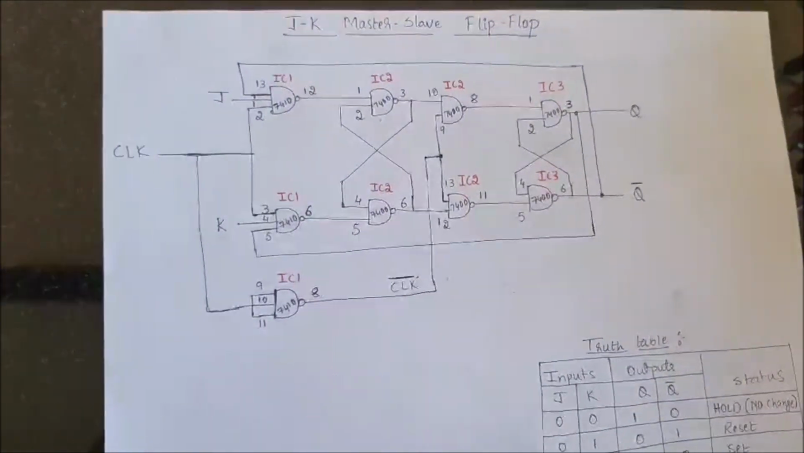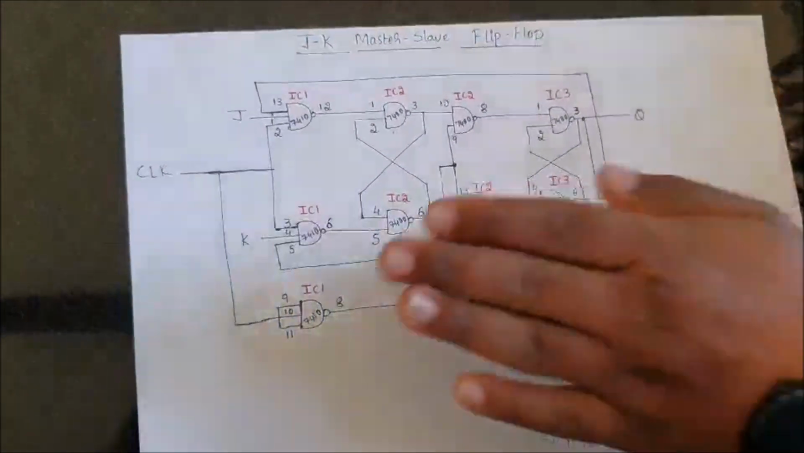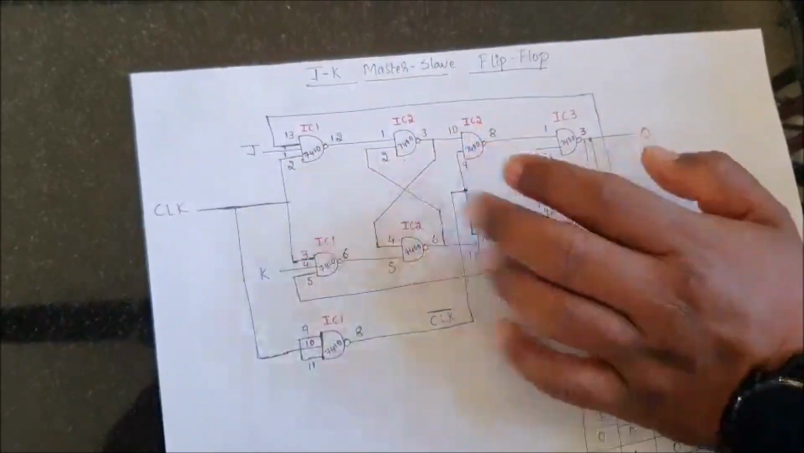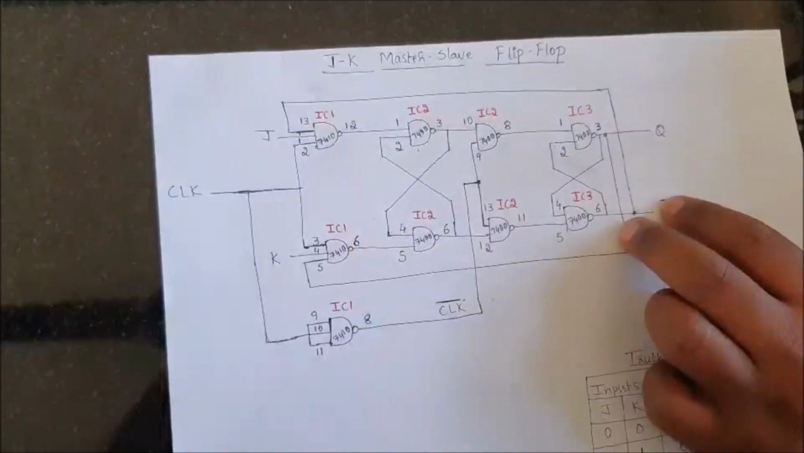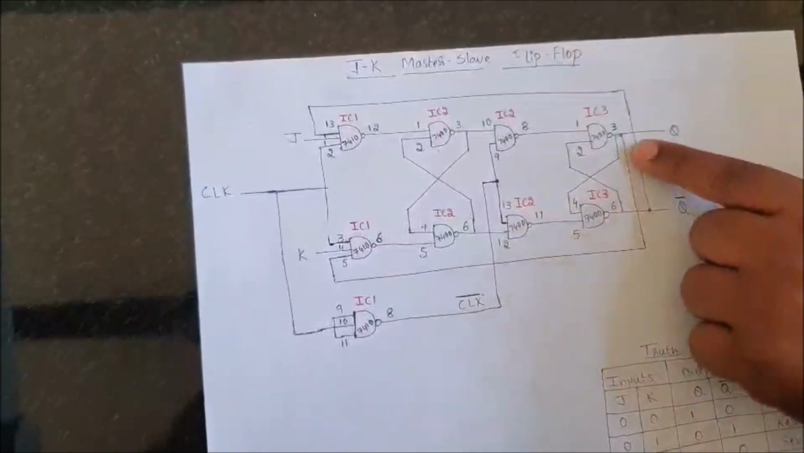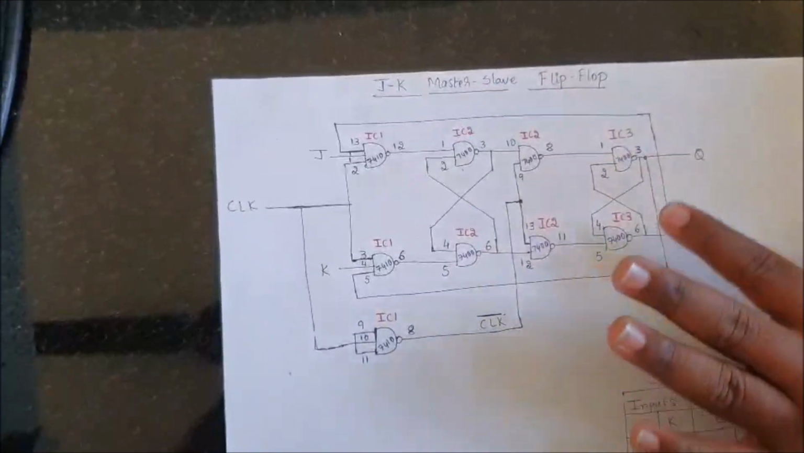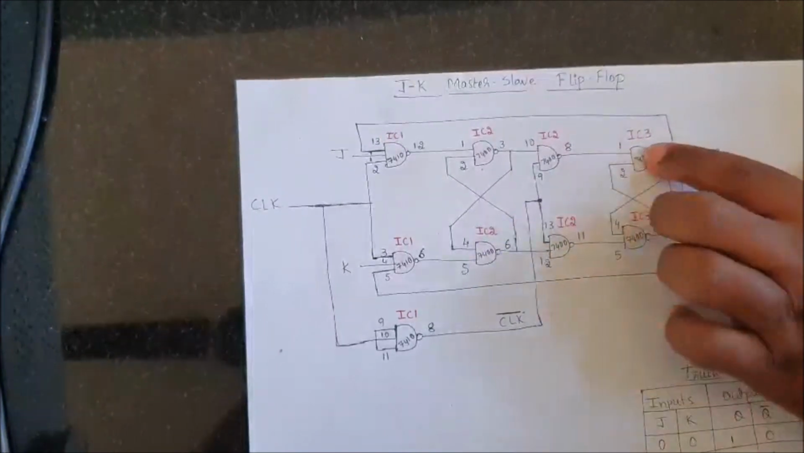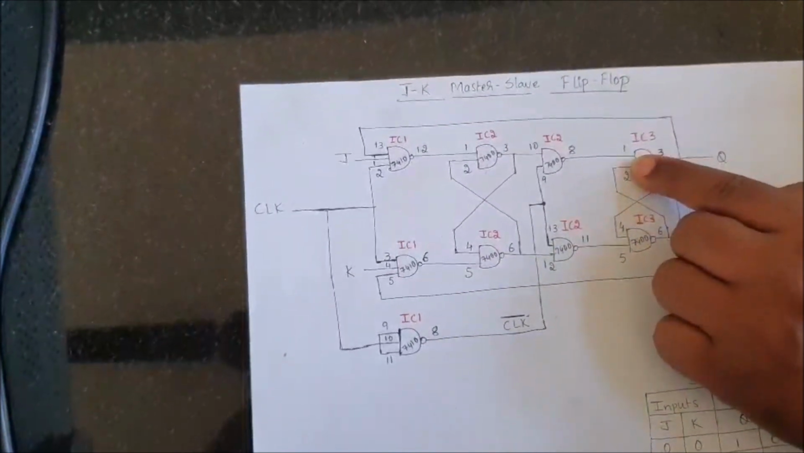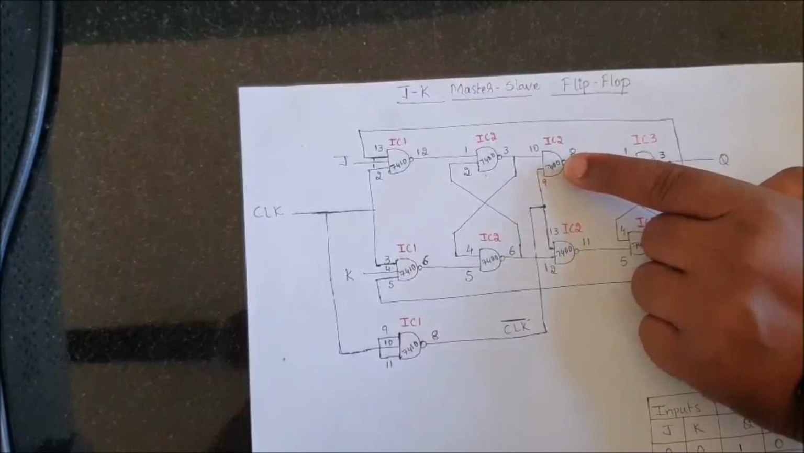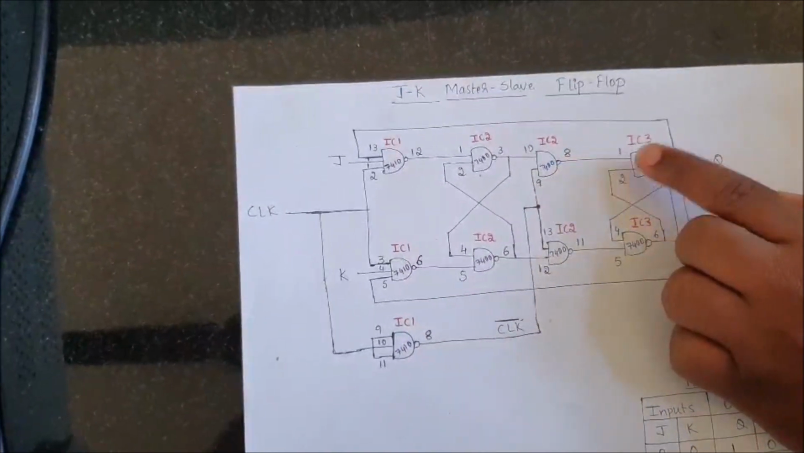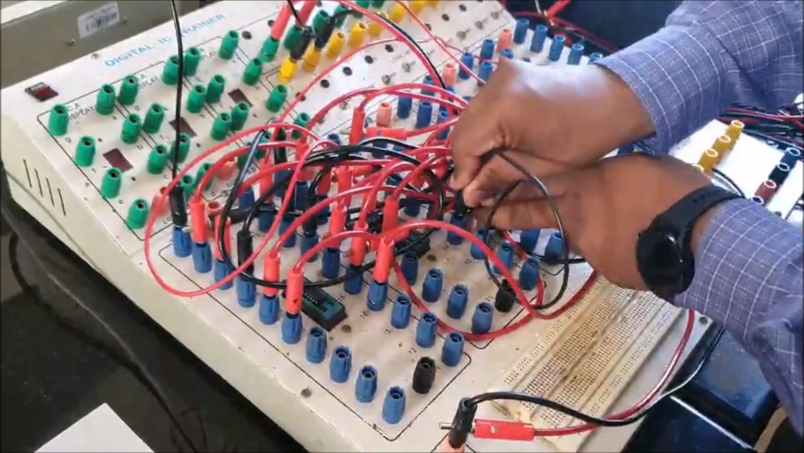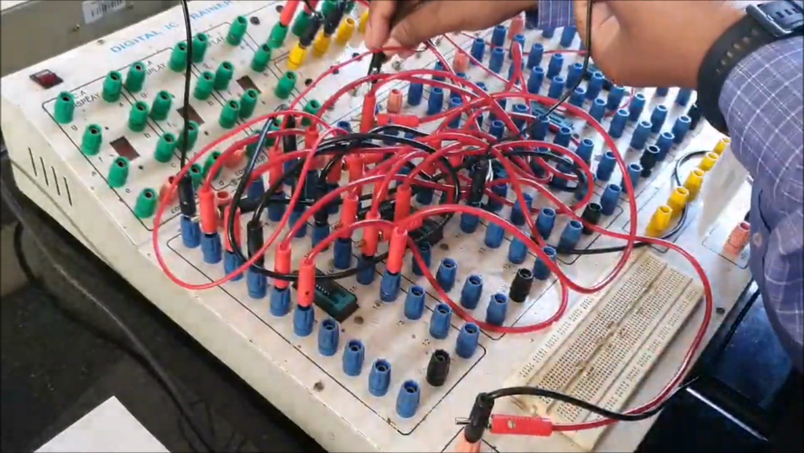Next, we are done with these 4 2 input NAND gates that come under IC2. Moving on to IC3. In IC3 we have only 2 2 input NAND gates. I will take up the first 2 input NAND gate under IC3. So here we have 2 inputs. One input is connected from the 8th pin of IC2 to the first pin of IC3. See here, one end is connected to the 8th pin of IC2 to the first pin of IC3.